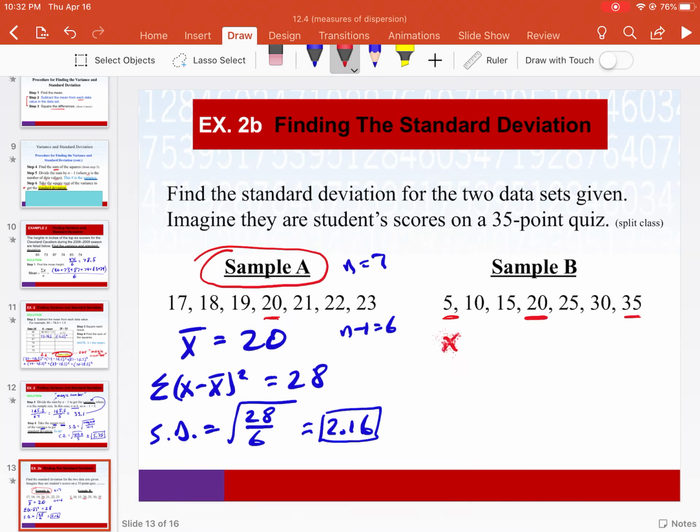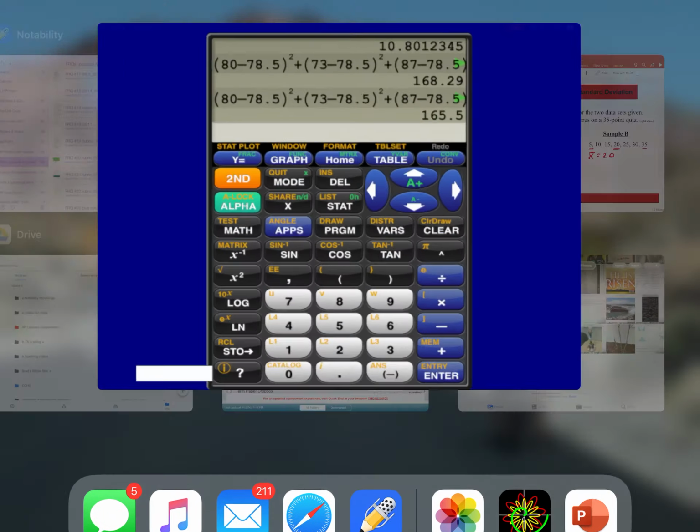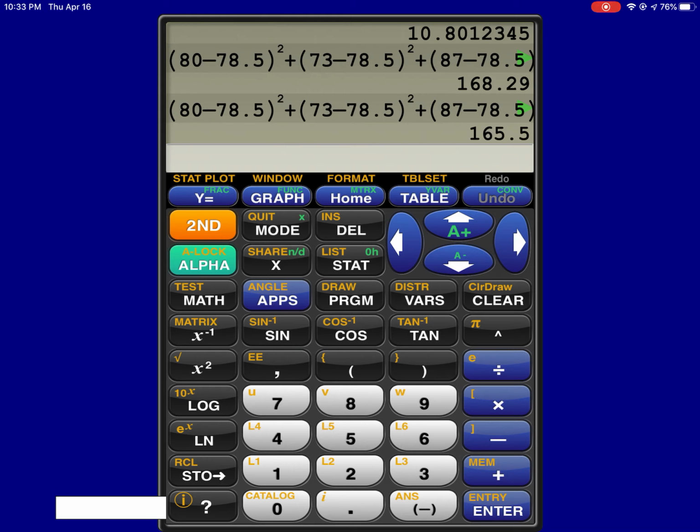So on this data set, the mean is 20. But what do you think about the standard deviation? You think it's going to be larger than 2.16 or smaller? Well, common sense would probably tell you larger, right? Because the data is more spread out. Well, let's go work it out. All right, so here we go. You have the stuff right in front of you, and I have it written down, okay? And we are going to work this out on the calculator.